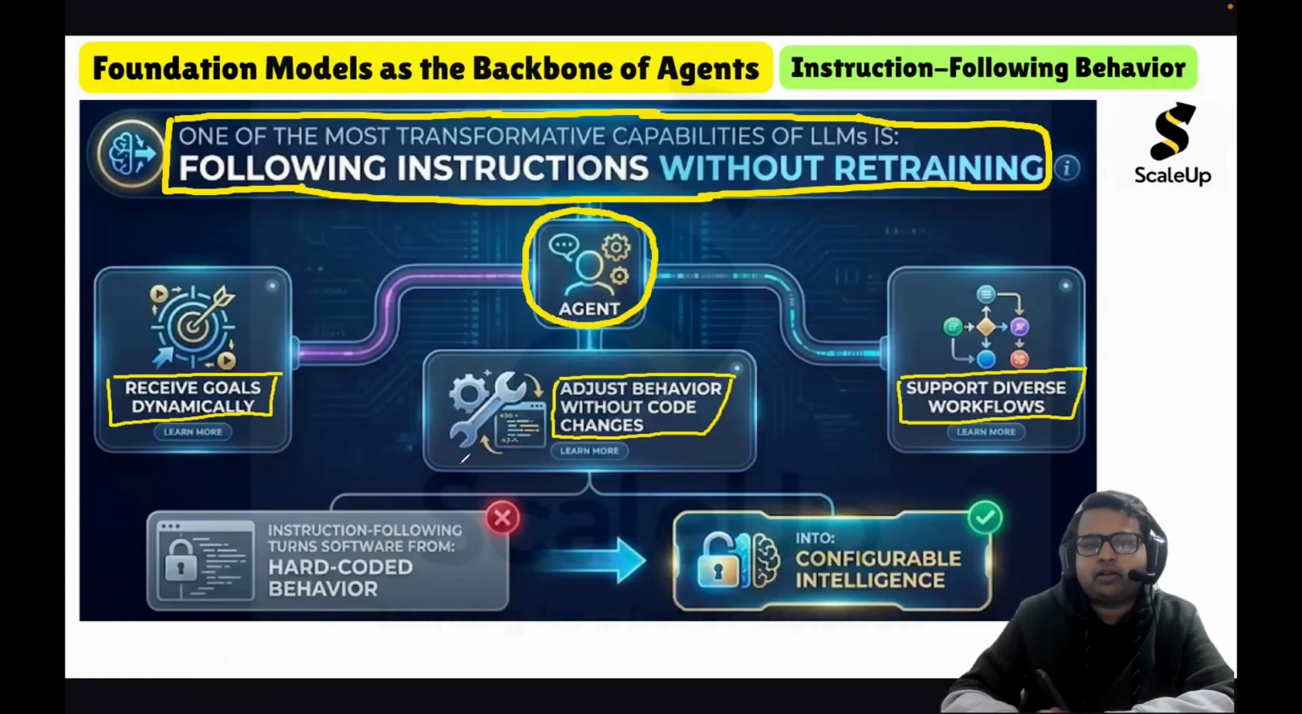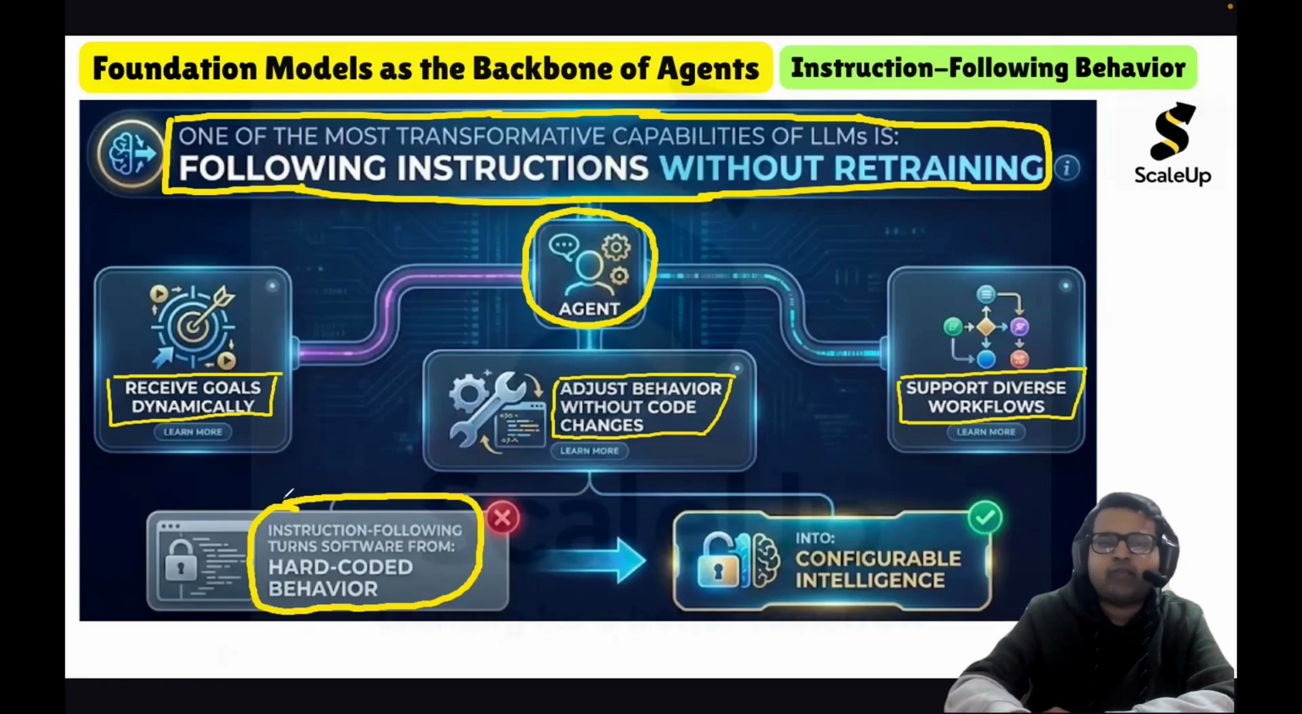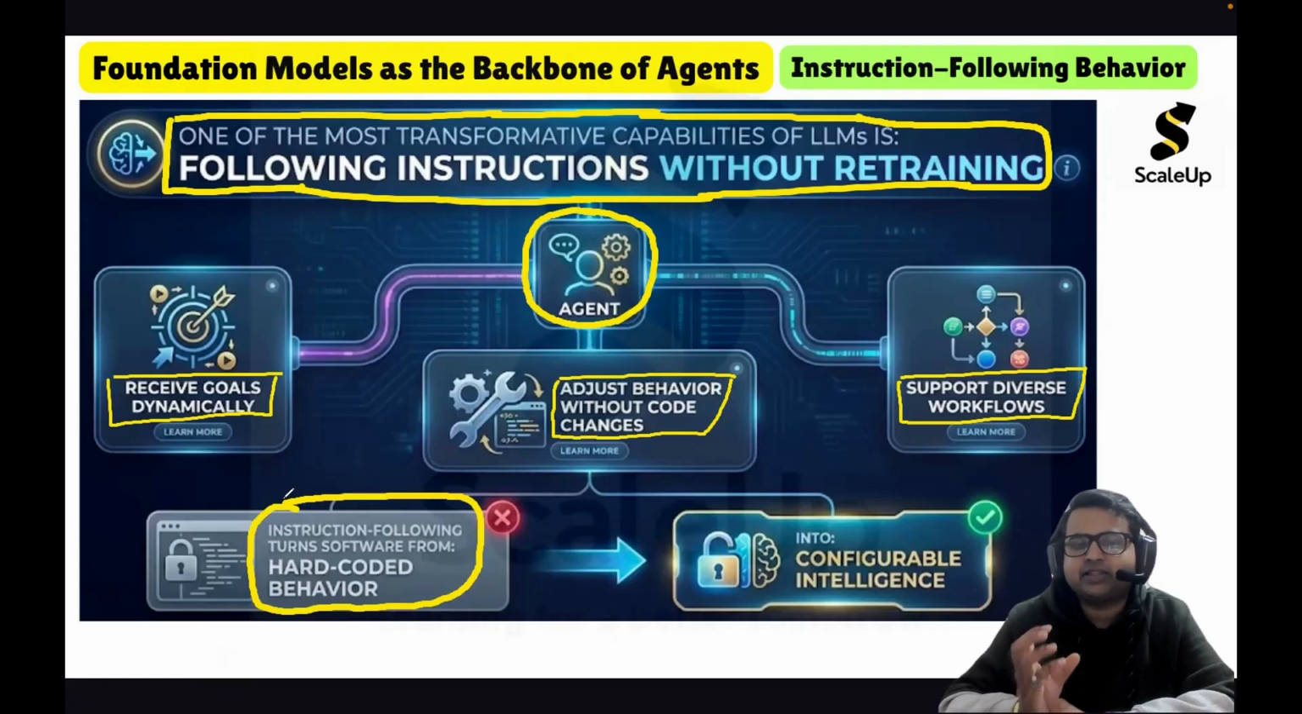Earlier, software systems were hard-coded, meaning we used to write specific logic. They could perform only specific actions and solve only specific problems for which the software was designed. Now, if the goal is evolving, if we receive a new goal to be accomplished, then there is a need to change the code or write new logic to solve that problem. So earlier software systems had hard-coded behavior.